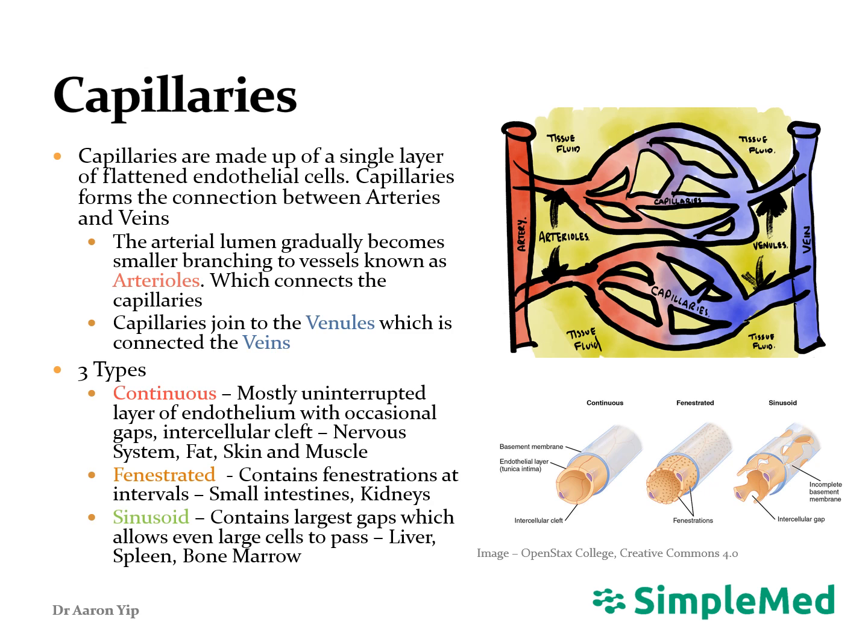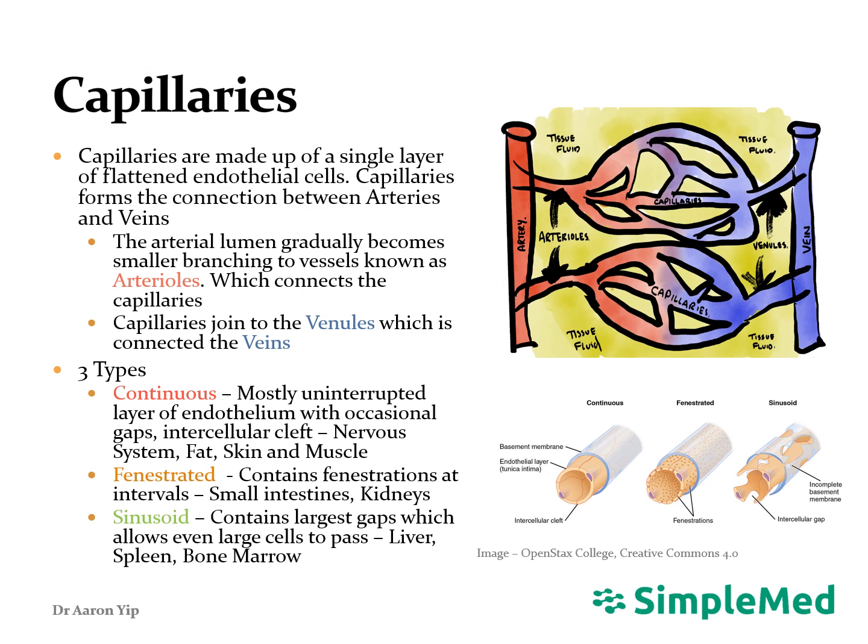There are three types of capillaries in the body. We have the continuous type. Their structure consists of a mainly uninterrupted layer of endothelium with occasional intercellular clefts that are just big enough for small molecules such as gas and ions to pass through, typically found in the nervous system, fat, skin, and muscle.